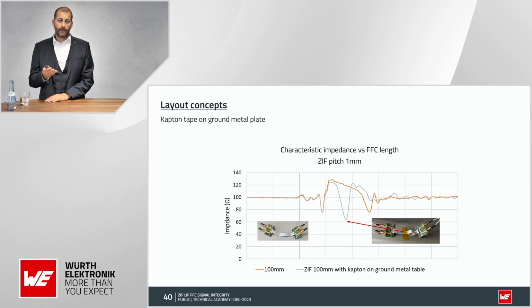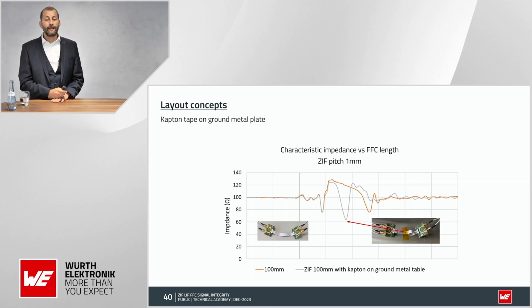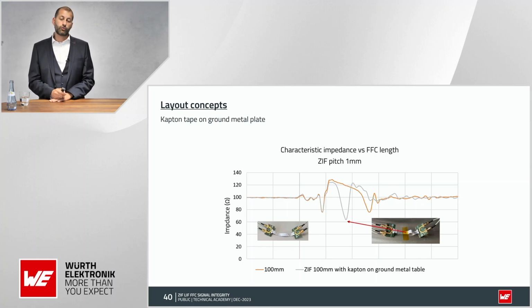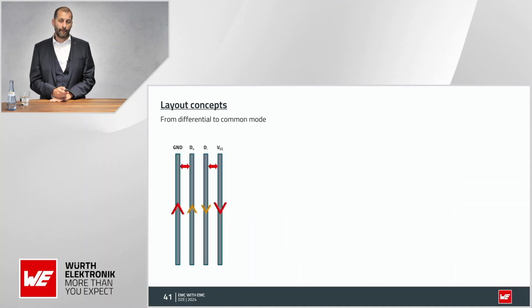It has an outcome. Here you can see an impedance measurement of an FFC and CIF setup. In this case, we have a CIF connector on one side, then the FFC cable, and then the CIF on the other side. And we have a characteristic impedance, in this case 126 ohm. And if we are now attaching the cable to a conductive surface via Kapton tape in this case, we will see an influence in our impedance. And this is not only seen by the impedance difference, but also by the electric fields.